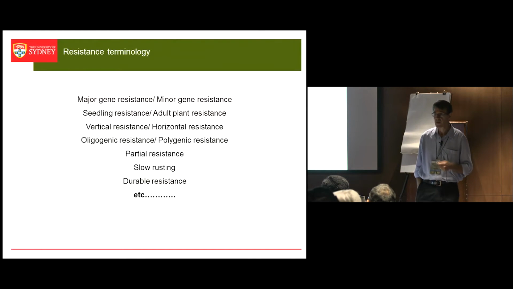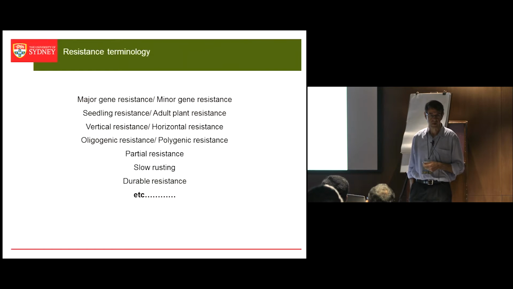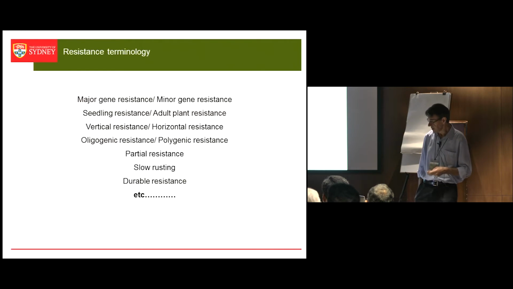So I'm sure you've all read literature on resistance. These are some of the terms that you'll come across, and the list is almost endless. You read a paper, they talk about major gene resistance, minor gene resistance, seedling resistance, adult plant resistance, vertical resistance, horizontal resistance, if you go back to the work of Van der Plank, oligogenic resistance, polygenic resistance, partial resistance, slow rusting, and so on. As I said, the list is seemingly endless, and this can be very confusing because a lot of these terms either mean the same thing or they overlap.